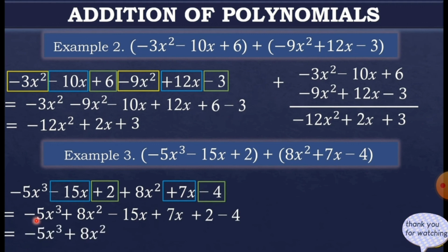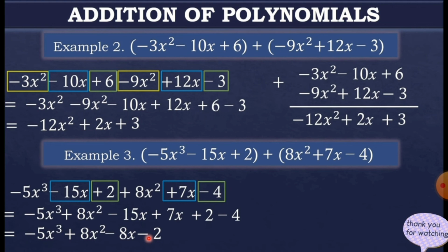Okay, then copy negative 5x cubed, then plus 8x squared. And then for negative 15x plus 7x, so they have different sign. Then subtract. So magiging negative 8x. So minus 8x and then minus 2. Kasi positive 2 and negative 4, magkaiba yung sign. Okay, so ito yung sagot.